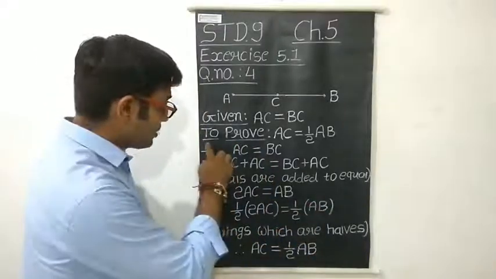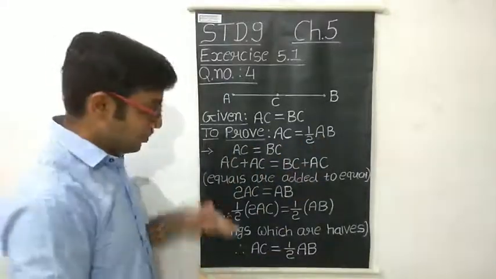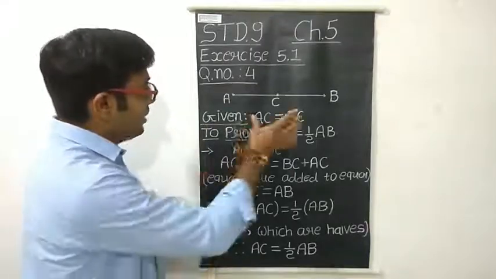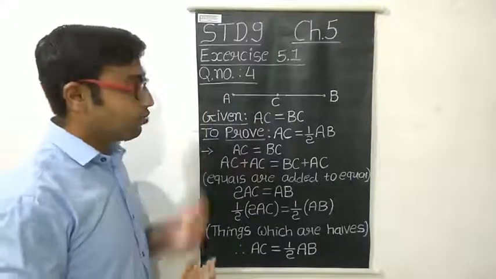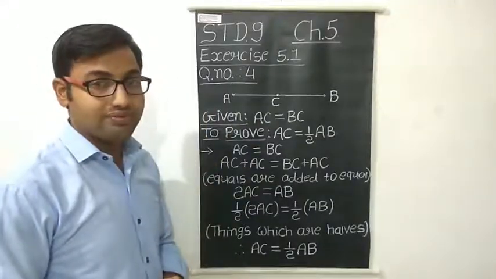So what we have to prove? See, we have to prove that AC is equal to 1 half of AB. So in this way, using the axioms and postulates, we can prove any solution we are asked. Okay, so this is question number 4.